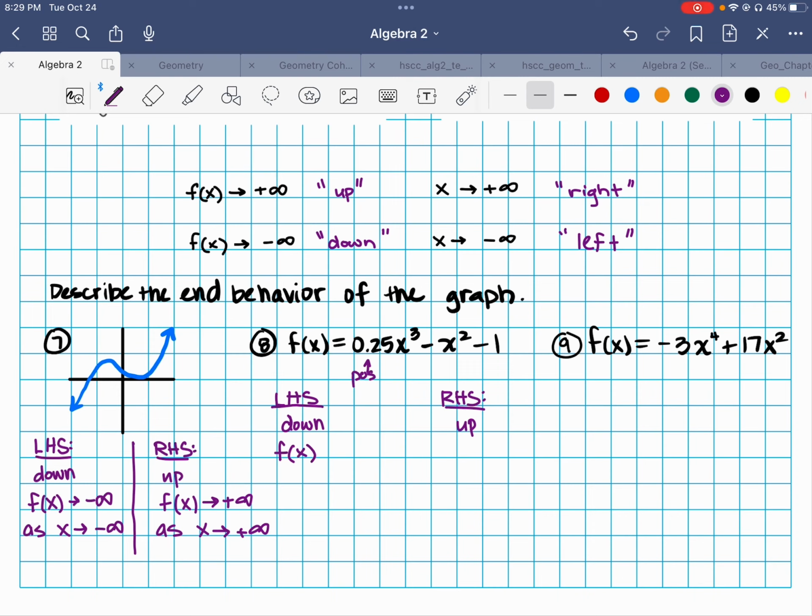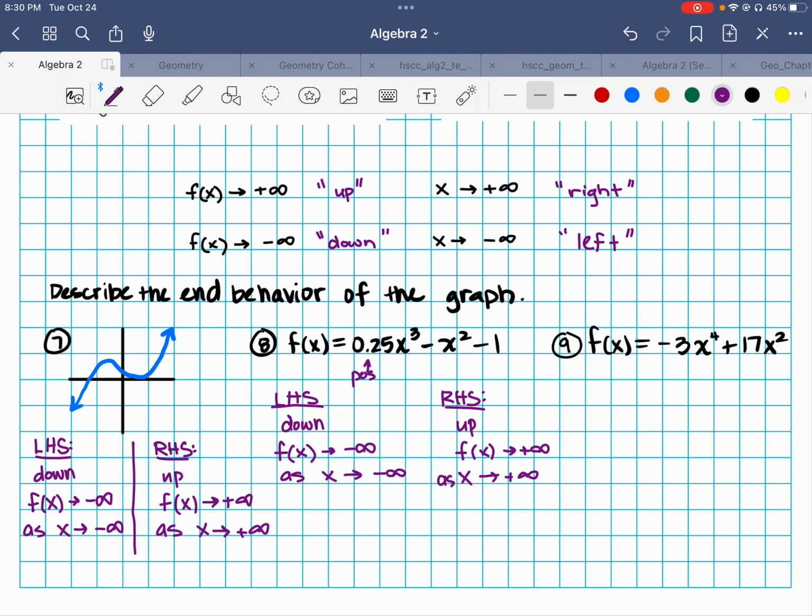So we're going to say f of x goes to negative infinity as x goes to negative infinity. So the graph goes down on the left-hand side. Now, on the right-hand side, f of x is going to be going up over here. f of x goes up to positive infinity as x goes to the right side, which means x is going to positive infinity.